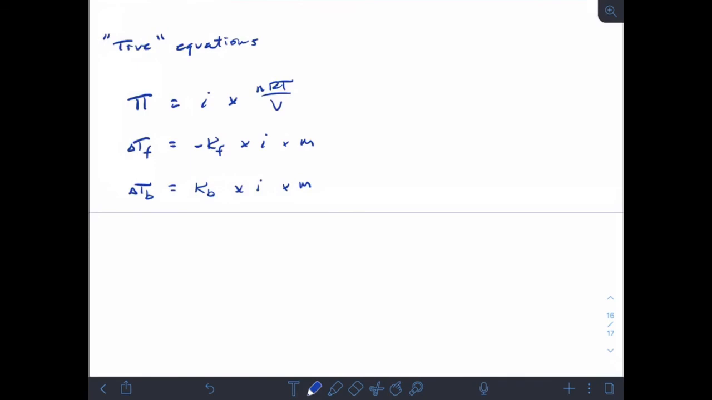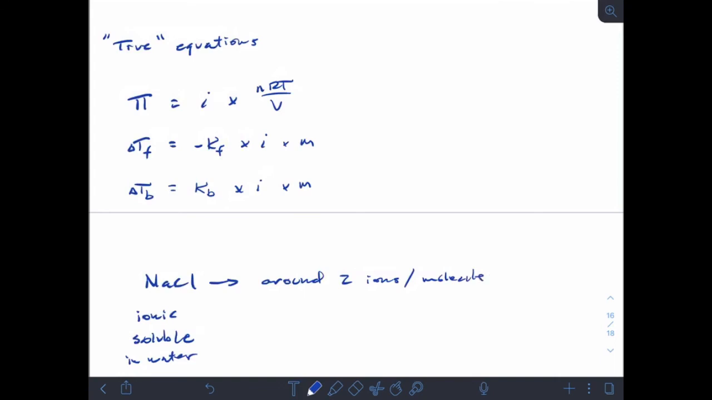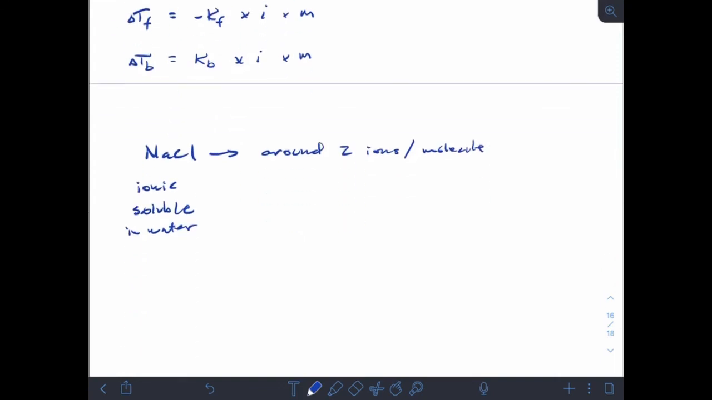Okay? So let's think about certain types of molecules and how their van 't Hoff factors might play out. So if I have something like sodium chloride, it's ionic, it's soluble in water, right? That means that I'm probably going to get around 2 ions per molecule, right? So I can probably have a van 't Hoff factor somewhere around 2, right?